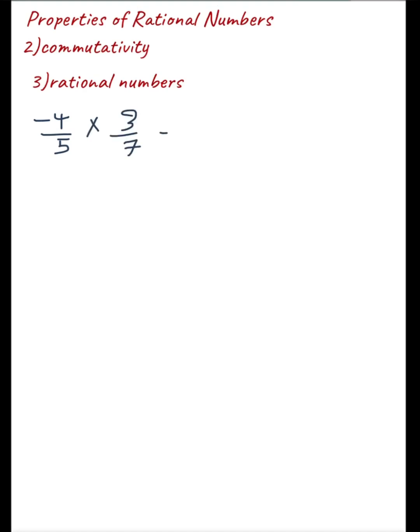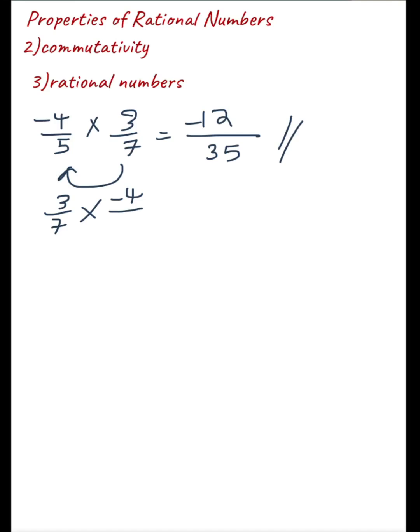Now for multiplication, let's take two rational numbers, minus 4 by 5 and 3 by 7. Okay. So what will be the answer? It will be equal to minus 12 by, what is 5 into 7? 35. So minus 12 by 35. Okay. Now let's reverse it. That is B into A. That means 3 by 7 into minus 4 by 5. Okay. This was A into B.